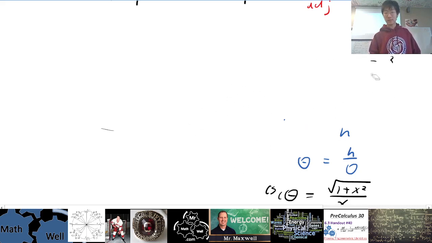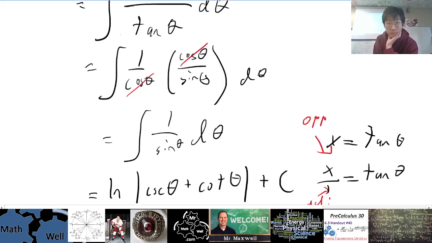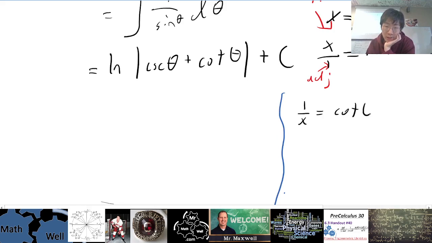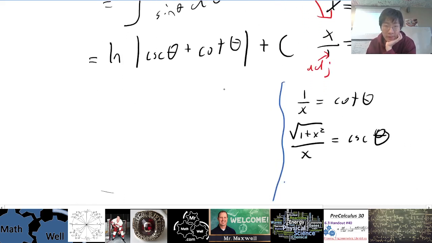Just going to erase some of this so we have a cleaner workspace. All right, so what do we say? We said 1 over x is equal to cotan theta. We said root 1 plus x squared over x is equal to cosecant theta. And finally, we need theta. We forgot to solve for theta. Or usually we need theta. Actually, in this case, we don't.